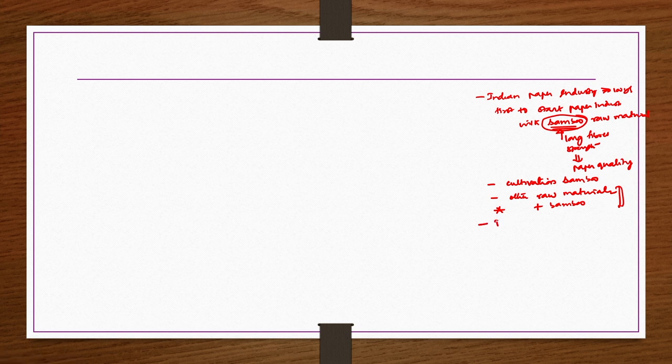Then we discussed the Indian paper industry groups based on the size of the units and their sources. There are six different groups of Indian paper industries. So, those things we have discussed.